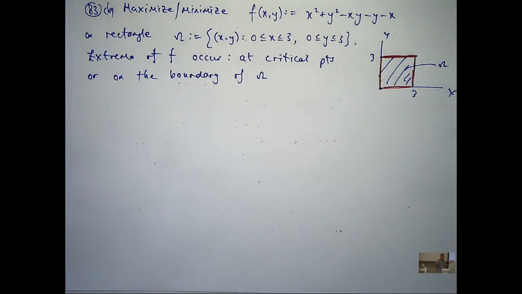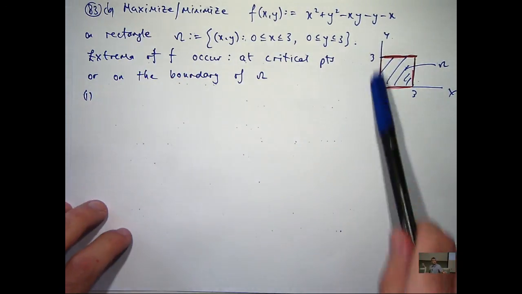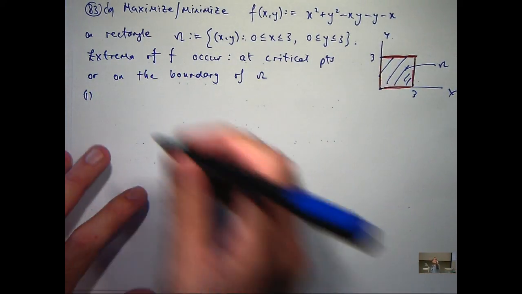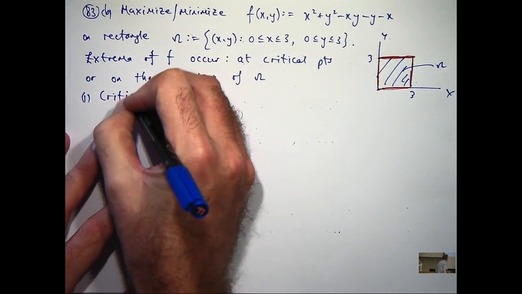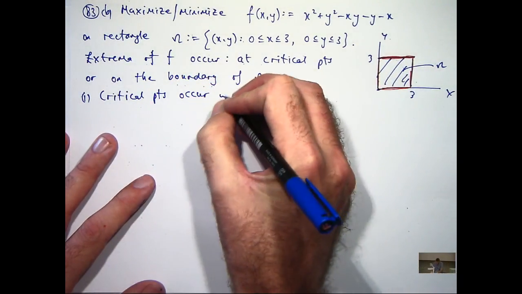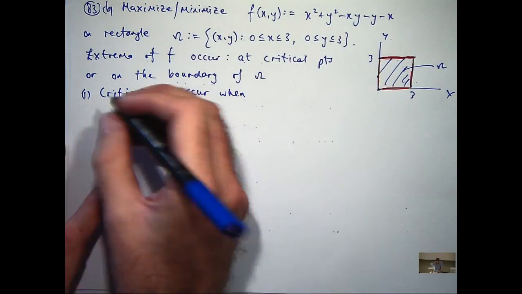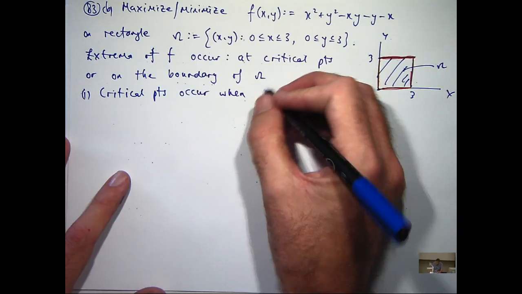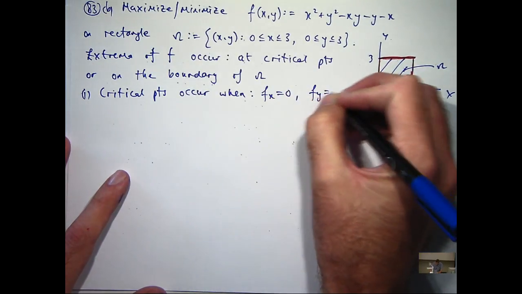Okay, so let's do as we did in the previous example. Let's calculate the critical points first. Then we'll move on to worrying about the values of f along the boundary. So f sub x, f sub y equals 0. So let's calculate these and solve them.